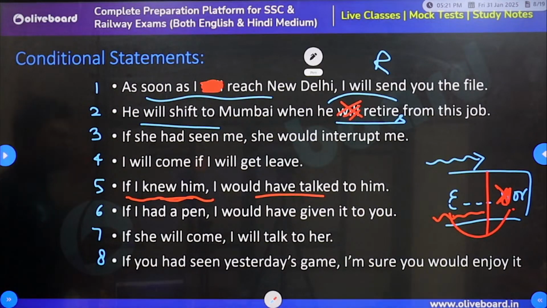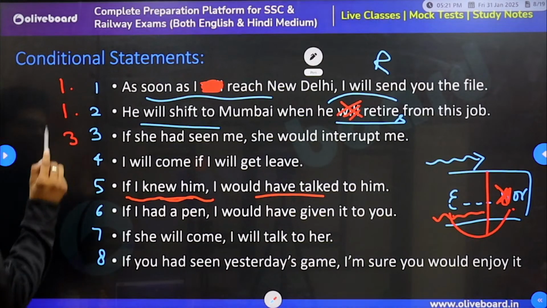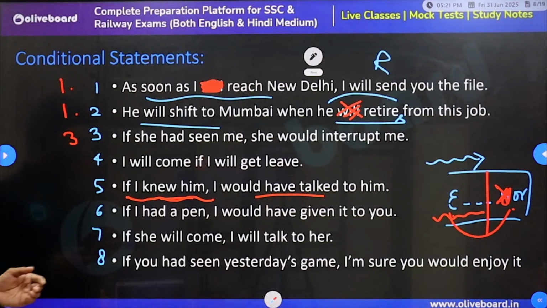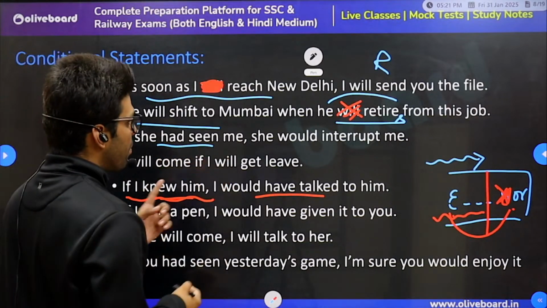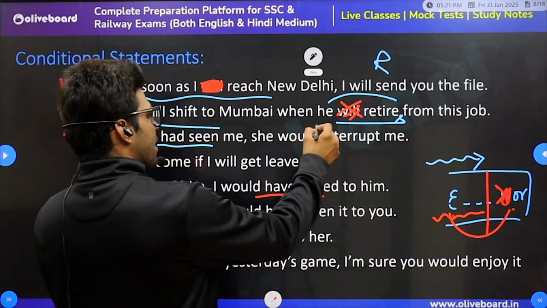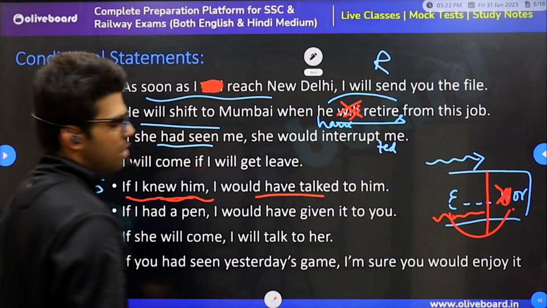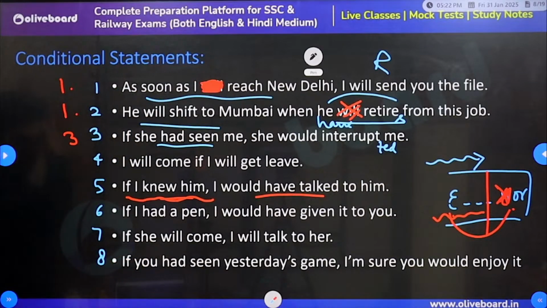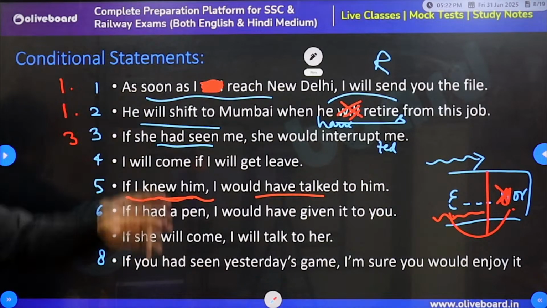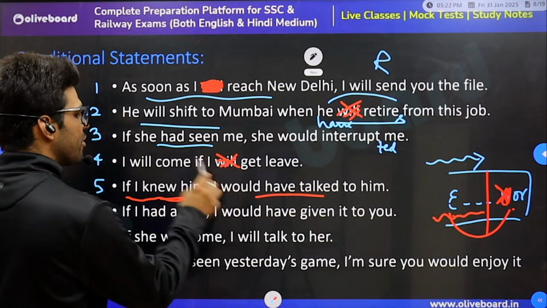Okay. "If she had seen me, she would interrupt me." I would say this is the third conditional. If she had seen me, past perfect should be there, and she would have interrupted me, perfect tense here. Objections welcome. "I will come if I will get leave." Come on. I will come if I get leave.